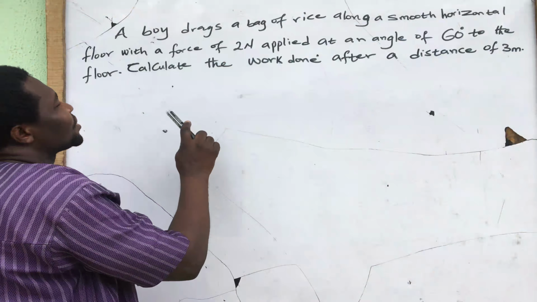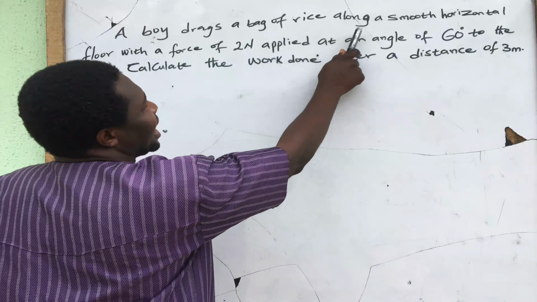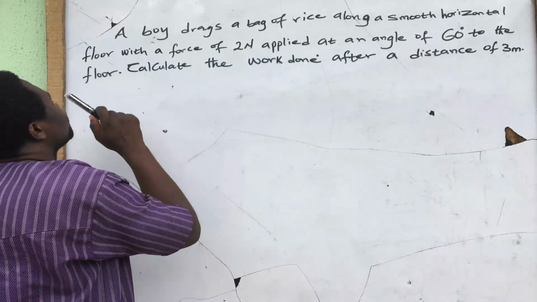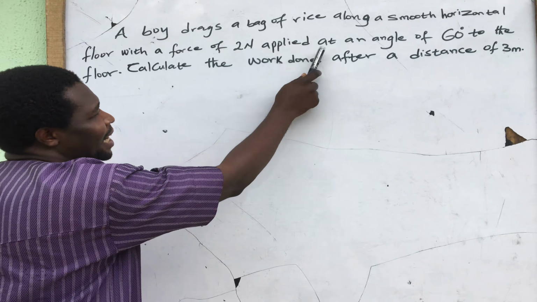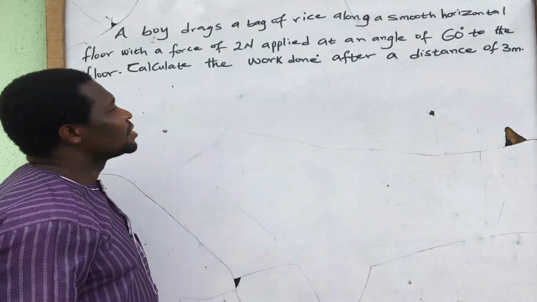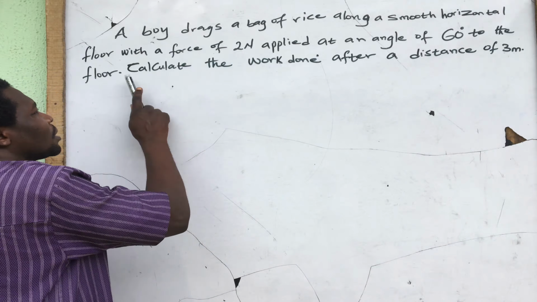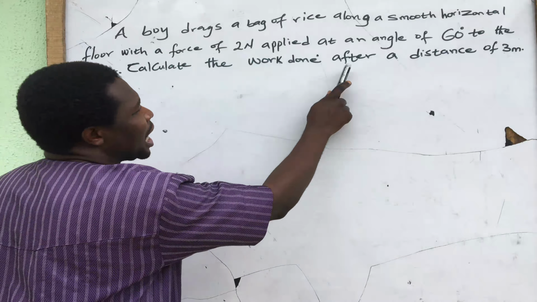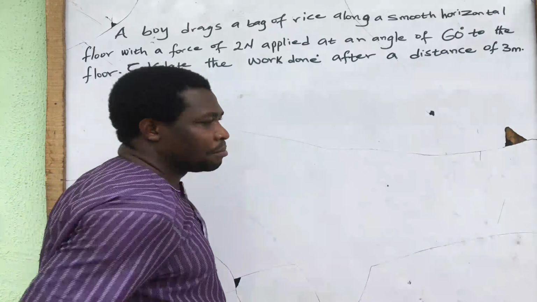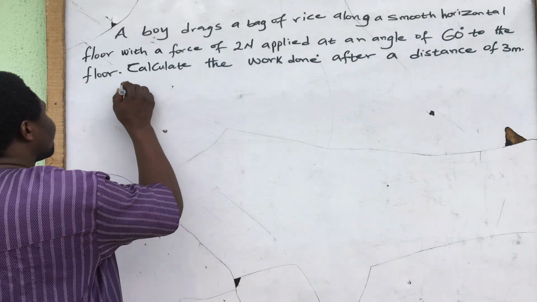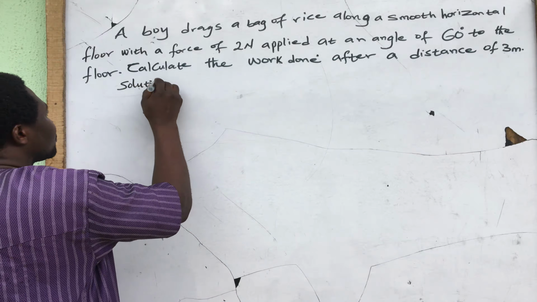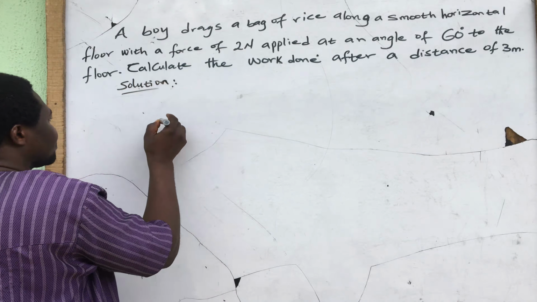A boy drags a bag of rice along a smooth horizontal floor with a force of 2 Newton applied at an angle of 60 degrees to the floor. Calculate the work done after a distance of 3 meters. To answer this question is very simple and straightforward. The first step to take is to draw the diagrams.